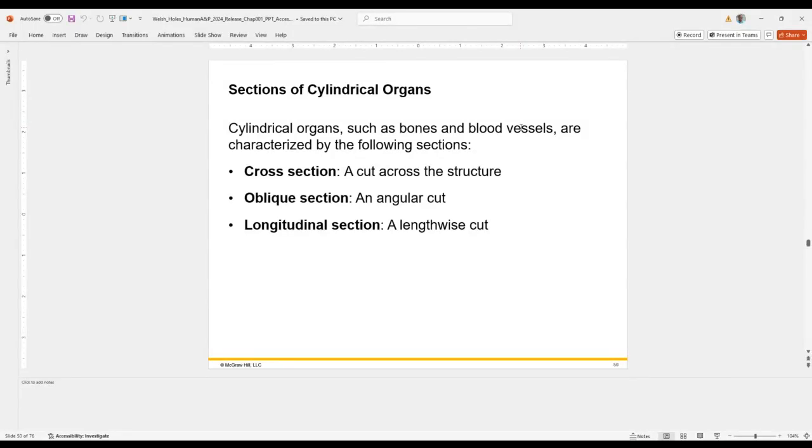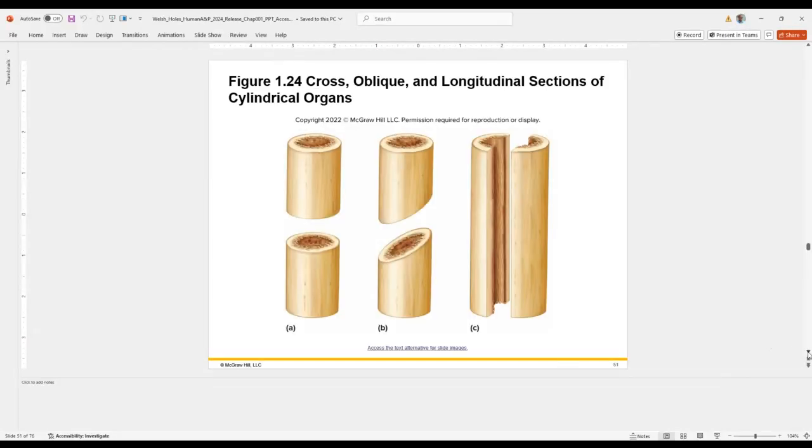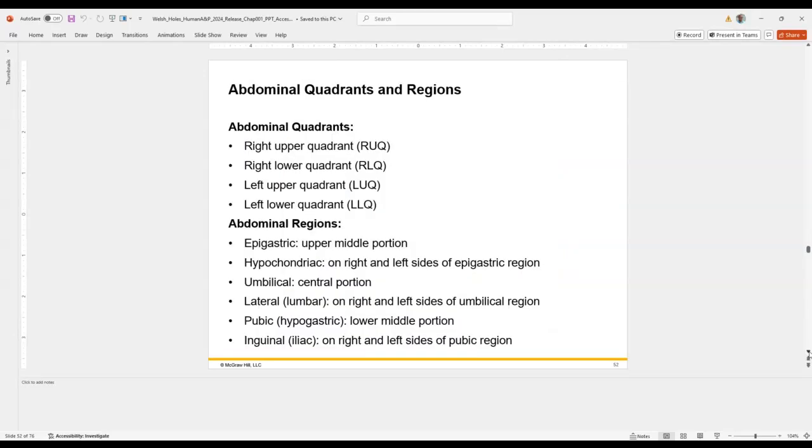Okay, sometimes you have cylindrical organs and we have special cuts of those. Like a cross section means a cut across the structure. Oblique means angular. Longitudinal means a lengthwise cut. And a bone is a good example of something we might show in that kind of cut or section, or some other tubular thing like maybe the small intestines.